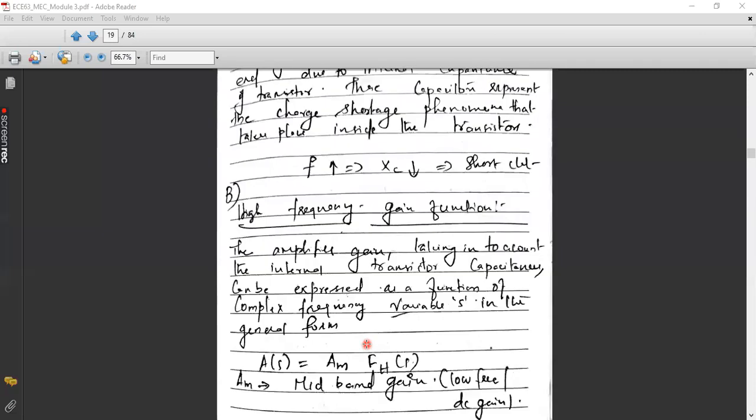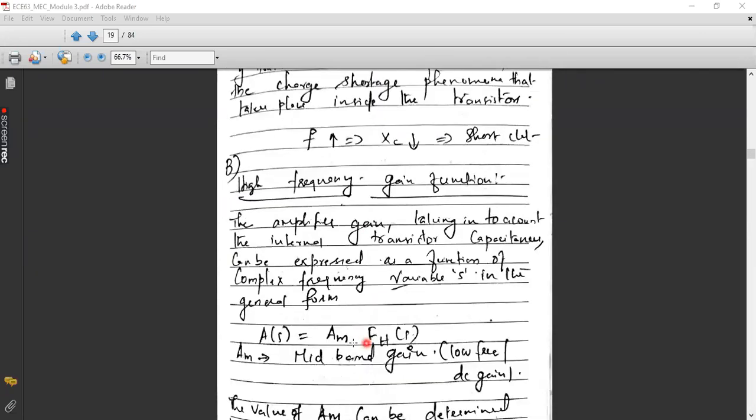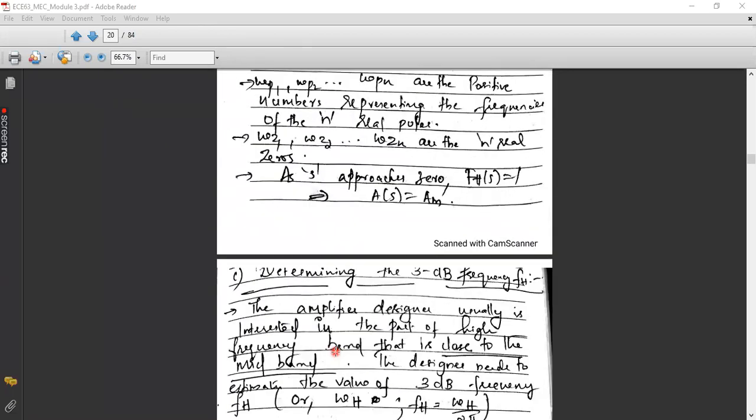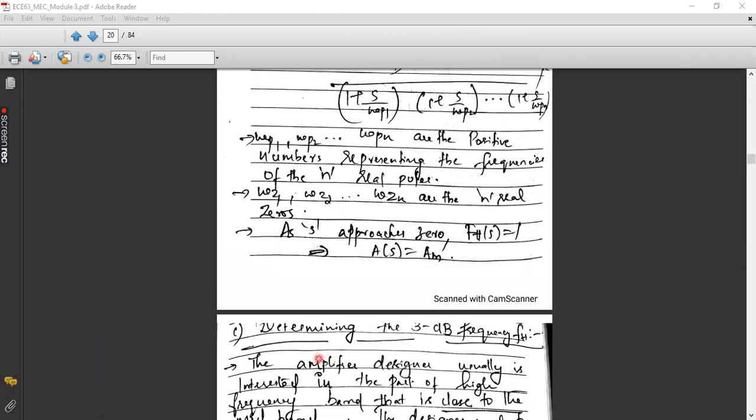So when FH of s is 1, the gain equation will be just Am. So for low frequency, your high frequency gain function will be 1. As a result, the gain A of s is equal to a constant, that is nothing but Am. So the gain will remain constant for DC frequencies, that is, low frequencies. And whenever you increase your frequency, the gain starts to decrease. That decrease depends on your FH of s.